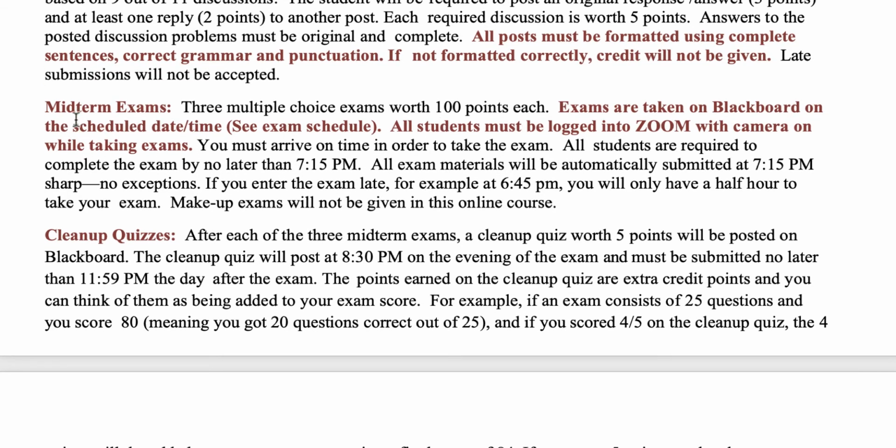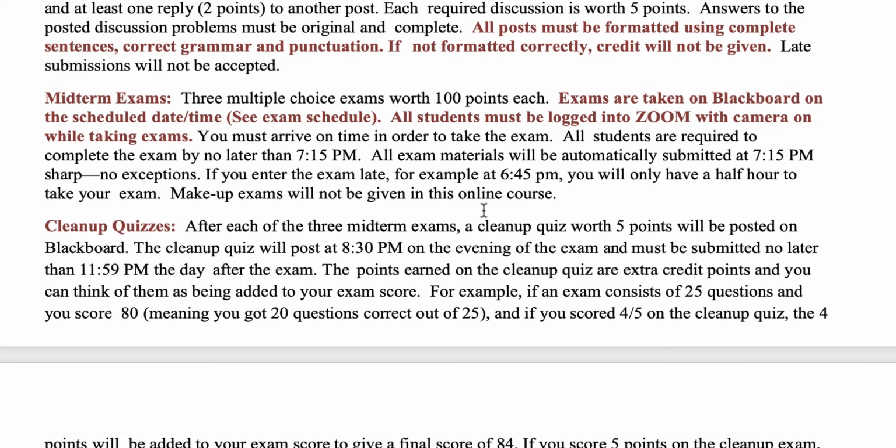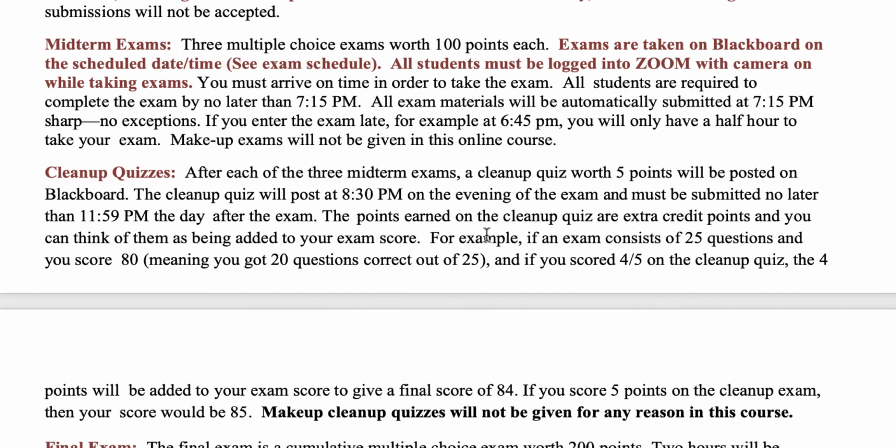I already told you for the exams, you need to be logged into Zoom with your camera on, wide angle view. And exams will start at 6 p.m. You'll have until 7:15 to complete those.